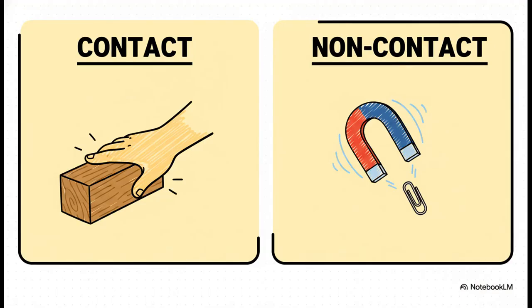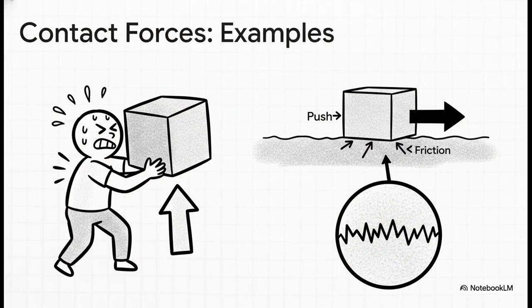So on one team, you have contact forces. These are the obvious ones, right? Pushing a door, kicking a ball. You physically have to make contact for the force to happen. But on the other team, you have the more mysterious non-contact forces. These are the ones that can work their magic across empty space. When we think about contact forces, the first one that comes to mind is probably muscular force.